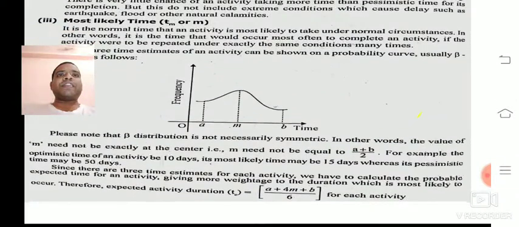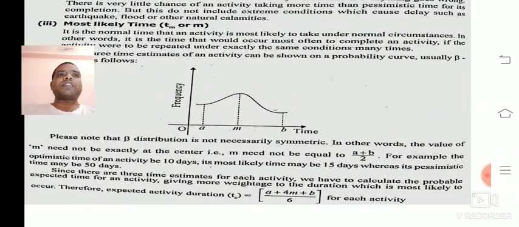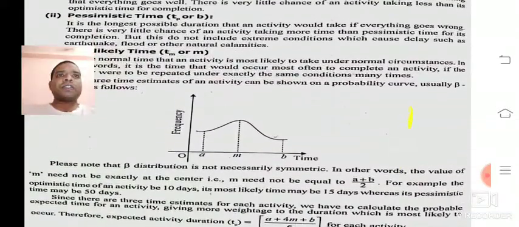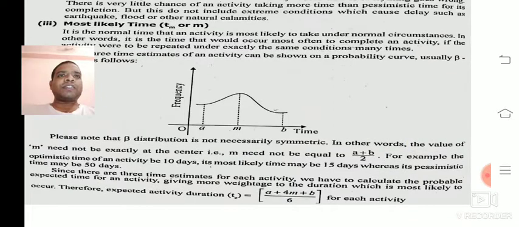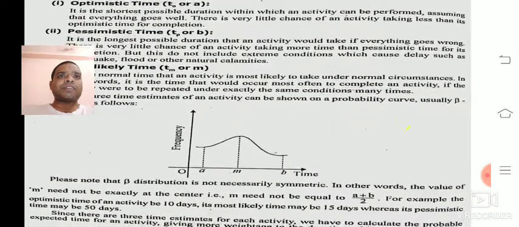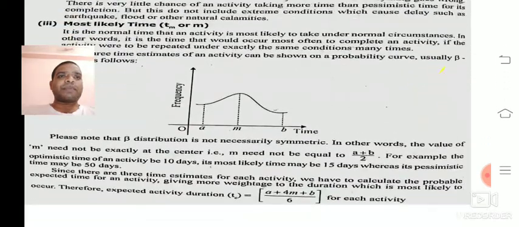Most likely time is the normal time that an activity is most likely to take under normal circumstances. That we can call most likely time. Now here is a graph of frequency versus time. It shows where the optimistic time occurs, and the pessimistic and most likely times.